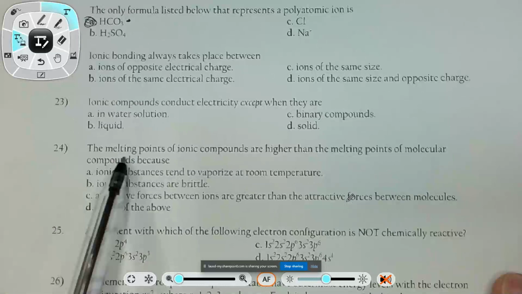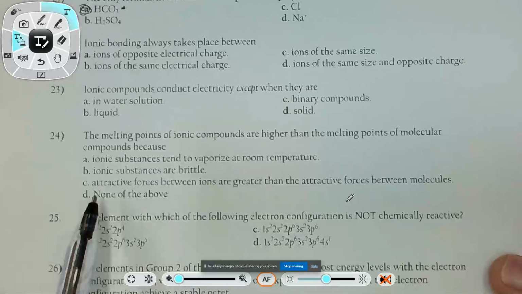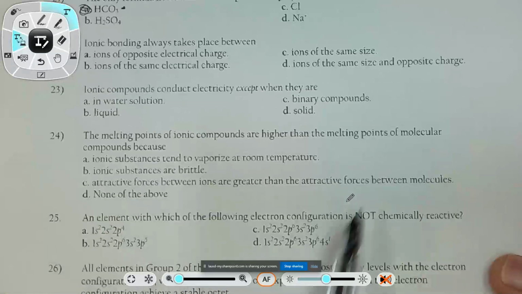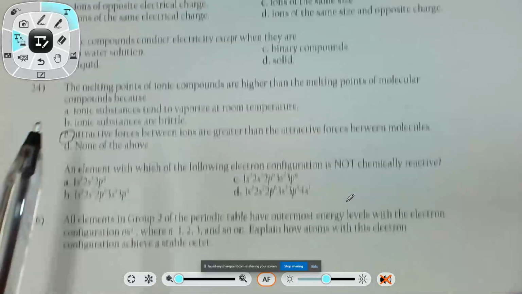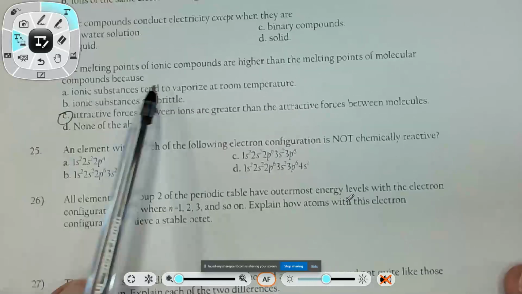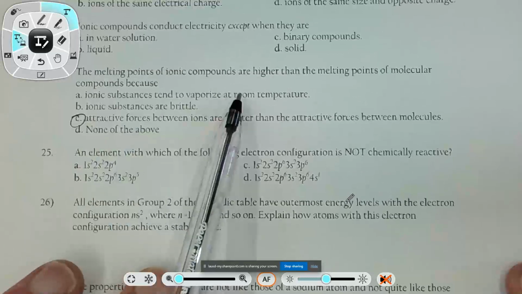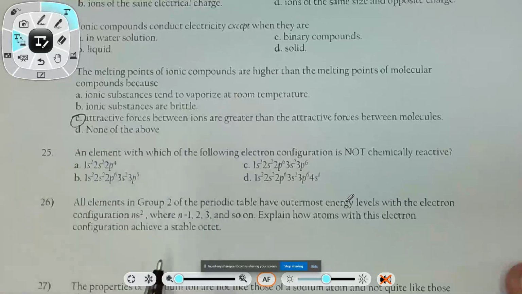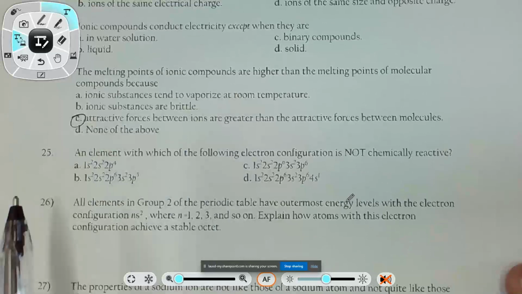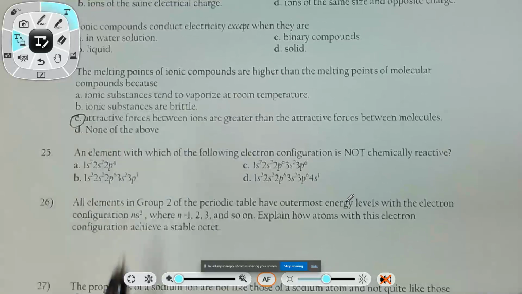24, the melting points of ionic compounds are higher than the melting points of molecular compounds because attractive forces are greater than the attractive forces in the molecule. So C, ionic substances tend to vaporize at room temperature is not correct. Remember, they have a very strong force of attraction, so it takes a lot of energy to vaporize them, to pull them apart. Ionic substances are brittle. That is true, for sure. But it doesn't explain the answer to this question. It doesn't tell you about why the melting points are higher than the other one.